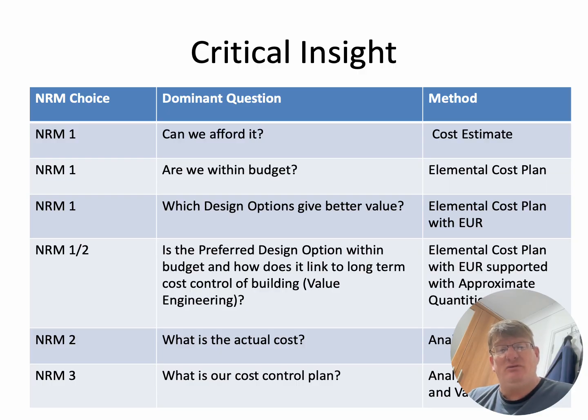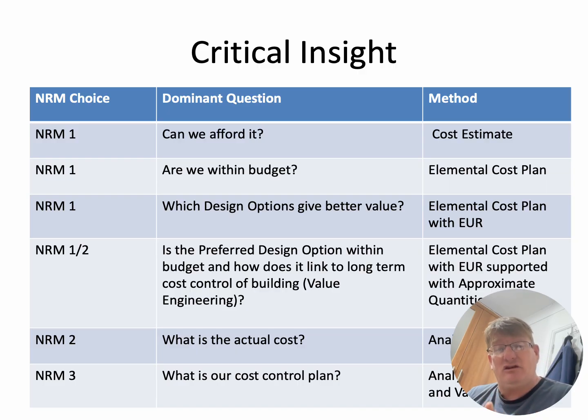NRM1, which design option gives better value? So you're starting to do some value engineering now. And an elemental cost plan with elemental unit rates, which you would probably get from SPONS or from the BCI database, sorry. So historical nature. Is the preferred design option within budget? Because, how does it link to long-term cost control of the building? So value engineering options.